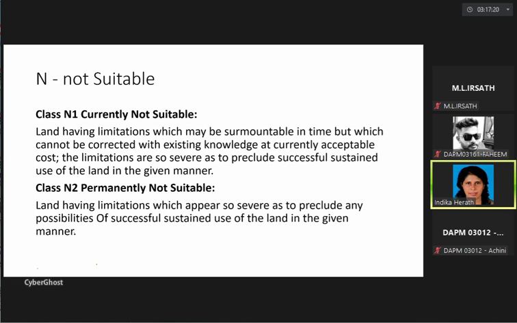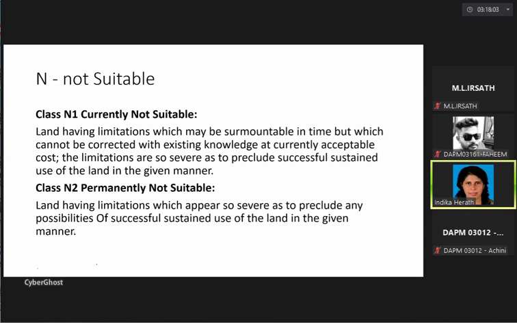Someone can argue that we can cultivate it by bringing soil and filling it into the land. Yes, then it can be classified as N1, but if the cost of bringing soil and filling it up is not practical, then it is not possible to do, right? So it can be classified as N1 because you can change the soil and make it suitable.